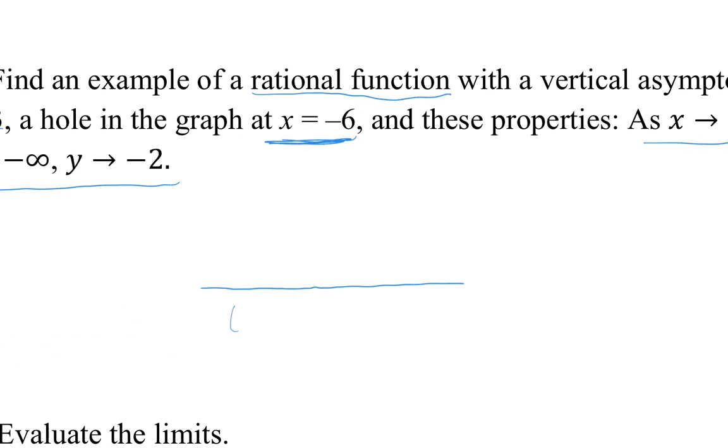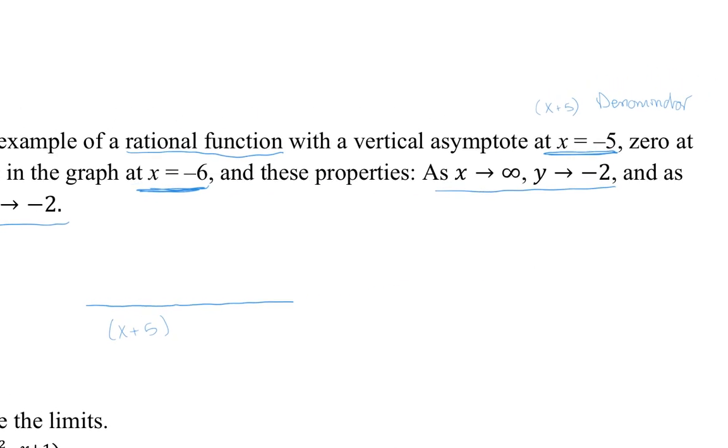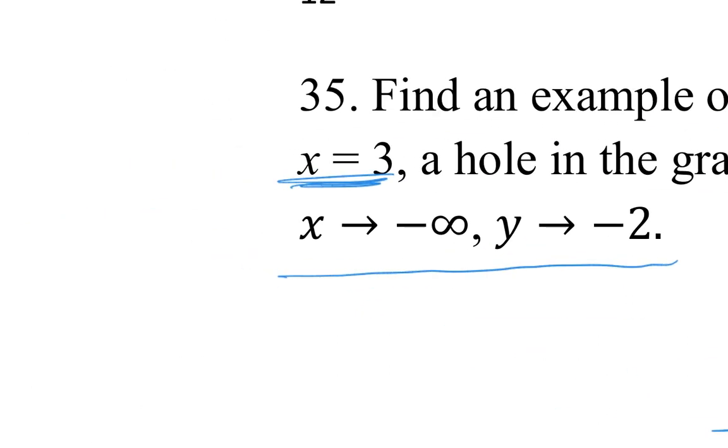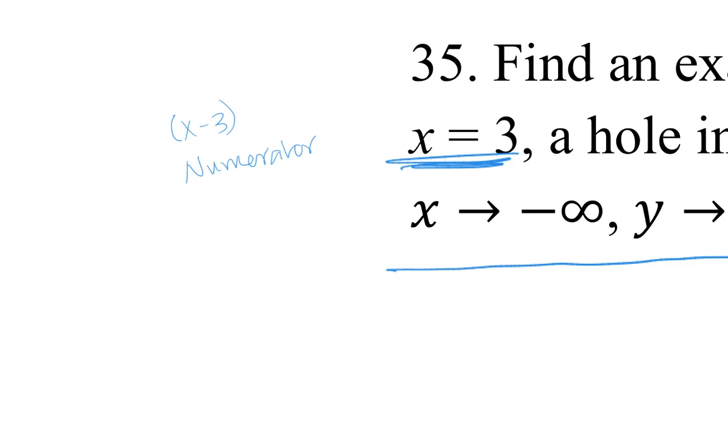So that means x plus 5 will go down here. Now we know we have a 0 at x equals 3. That means x minus 3 is going to be in the numerator. And that just comes from, if we think about it, we want to be able to plug in 3 and end up with a 0 on top. So I want to have a 0 over something else, and this satisfies that.